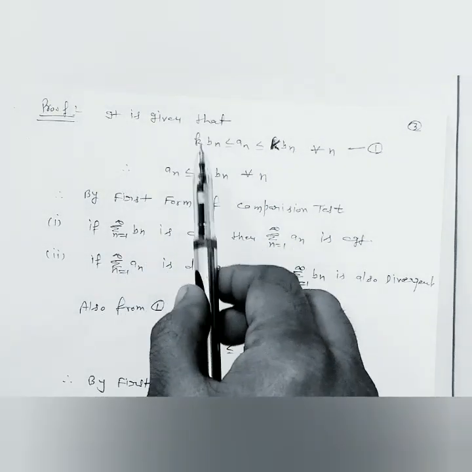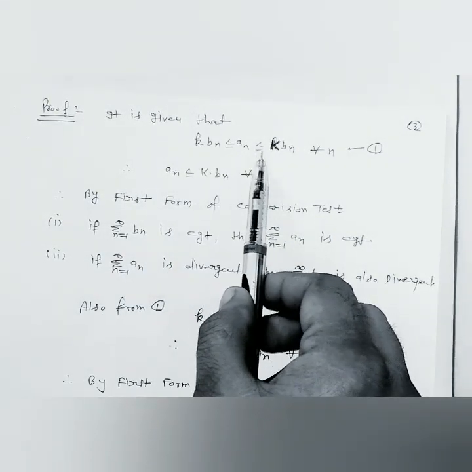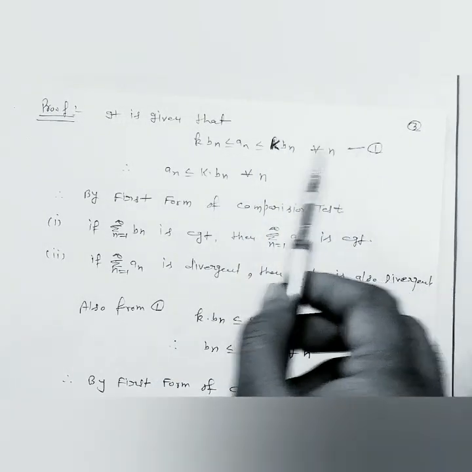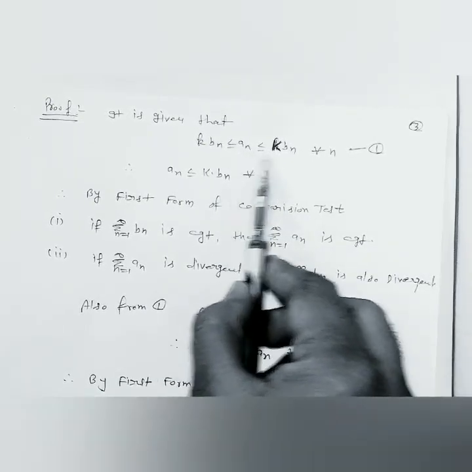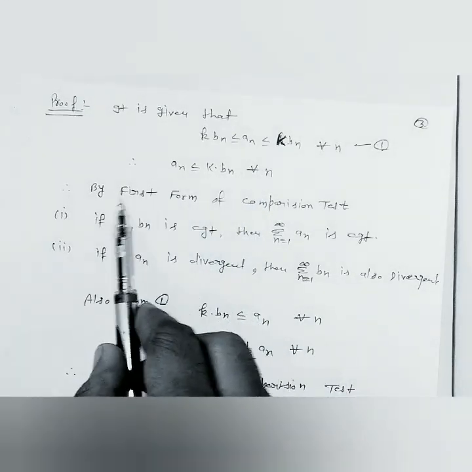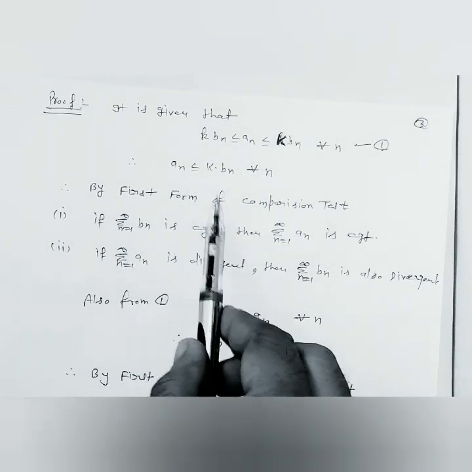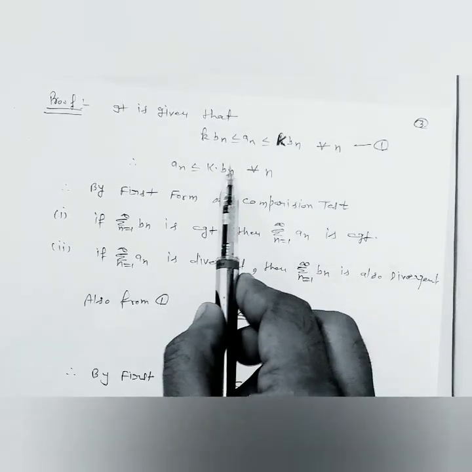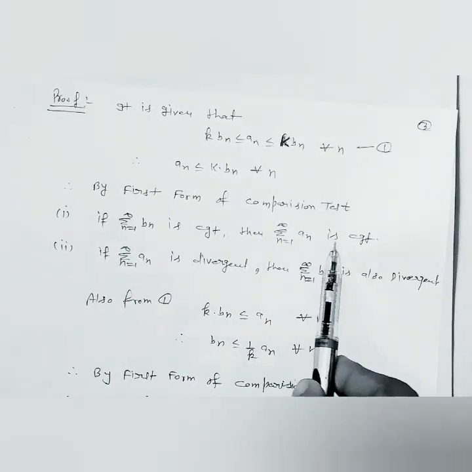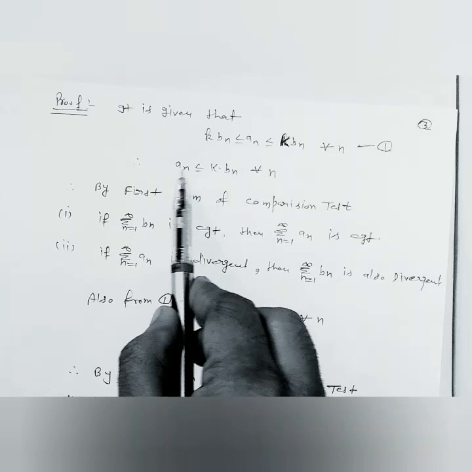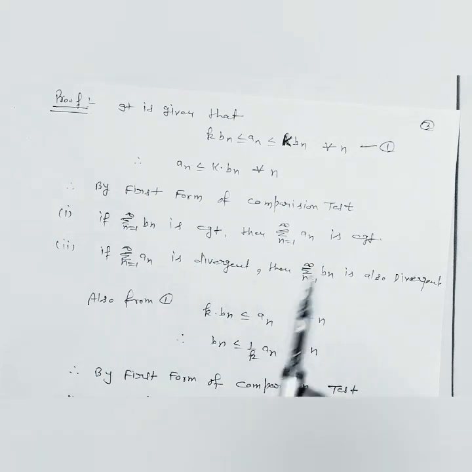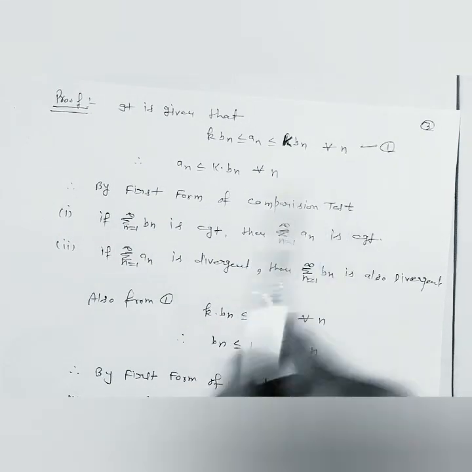Here it is given that k times bn less than or equal to an less than or equal to capital K times bn for all n. From equation number 1, taking that part an is less than or equal to K times bn for all n. Therefore by the first form of the comparison test, if series bn is convergent, then series an is also convergent, and if series an is divergent, then series bn is also divergent by the first form of the comparison test.